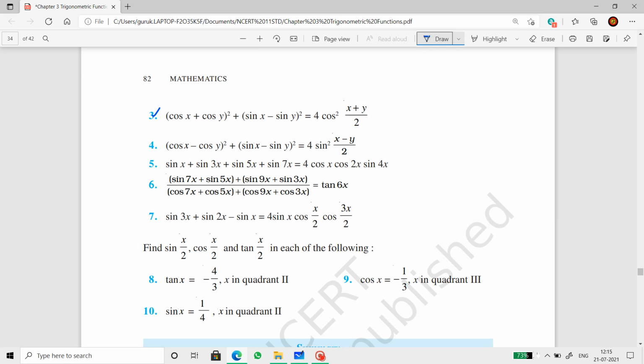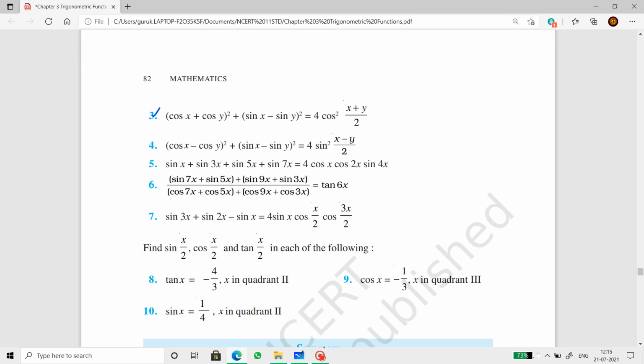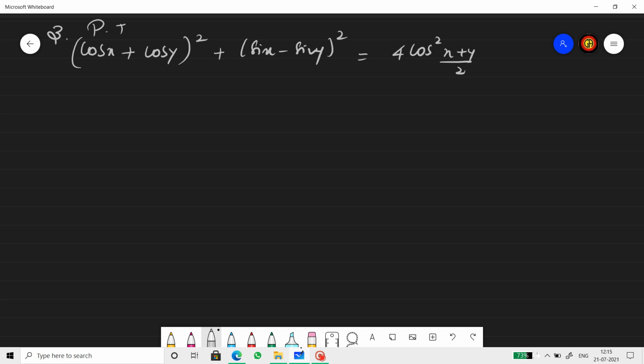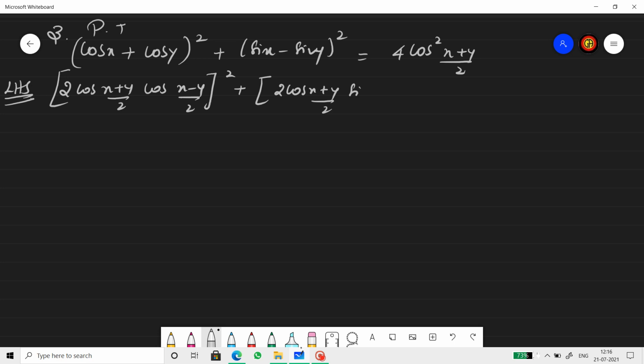So the third question: (cos x plus cos y) the whole square plus (sin x minus sin y) the whole square equals 4 cos square (x plus y) by 2. Let's take the LHS and start applying the formula. I think you all know the formula now, so there is no need to write it down. Directly apply. So 2 cos (x plus y) by 2 cos (x minus y) by 2, and there is a square on top of this, and over here sin x minus sin y, which is 2 cos (x plus y) by 2 into sin (x minus y) by 2.